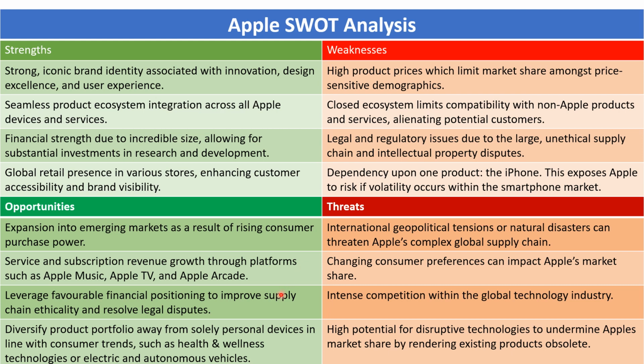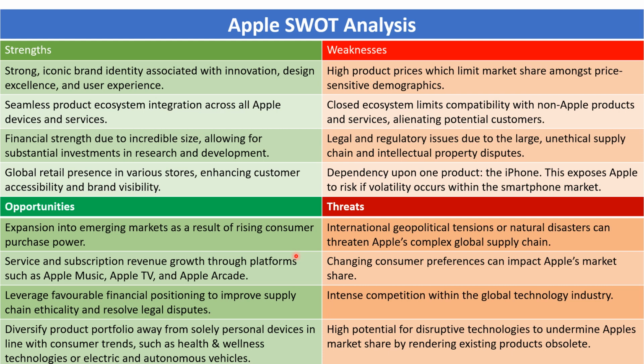And you can also see here that Apple can leverage their favorable financial positioning to improve the supply chain ethicality and resolve legal disputes. Now here is a perfect example of how I have identified a strength, being their financial strength. You can see that I've said they can leverage their favorable financial positioning, and then they can use this strength to target a weakness. So you can see that I have said they can improve their supply chain ethicality and resolve legal disputes. Now this relates to their weakness here. So you can see really how the SWOT analysis can come together. You can draw upon the strengths and weaknesses identified and then propose opportunities as a consequence of this.